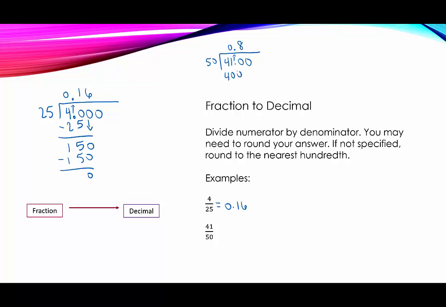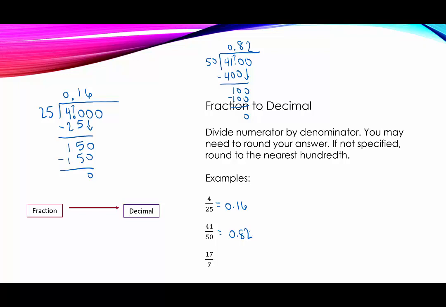8 times 50 is 400, so I'll subtract that from 410, leaving behind 10. Bring down the next place, the 0. 50 goes into 100 twice, and it goes in exactly twice, so we're all done here. Hooray! So 41 out of 50 is the equivalent decimal of 82 hundredths, or 0.82.